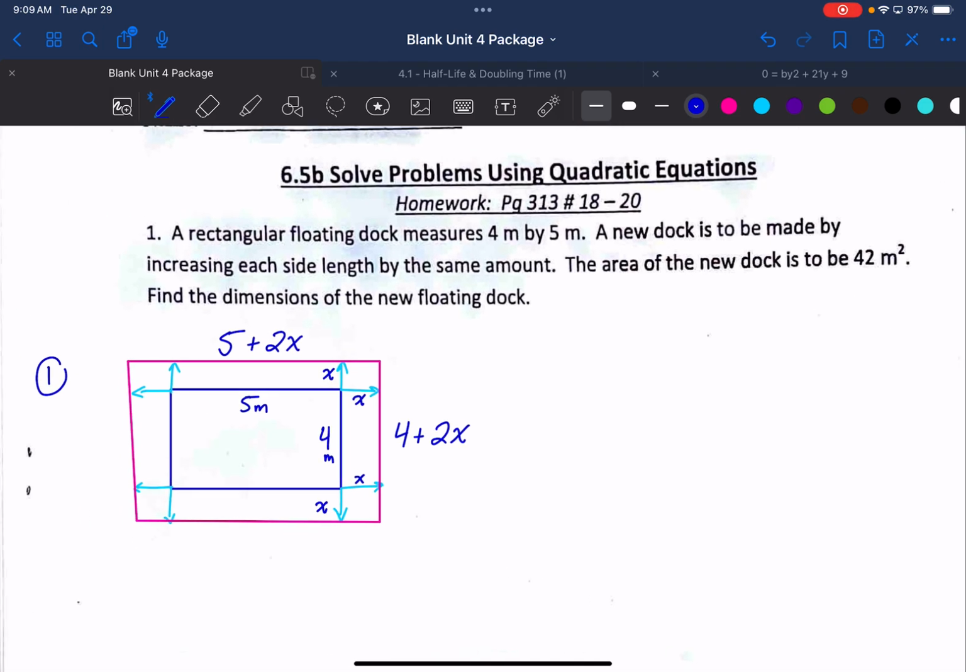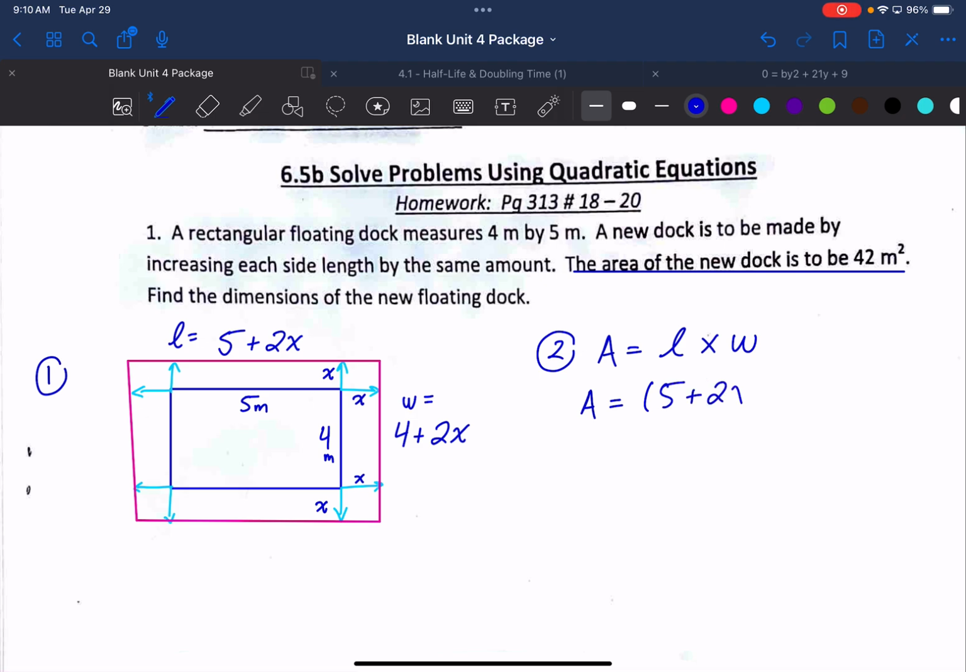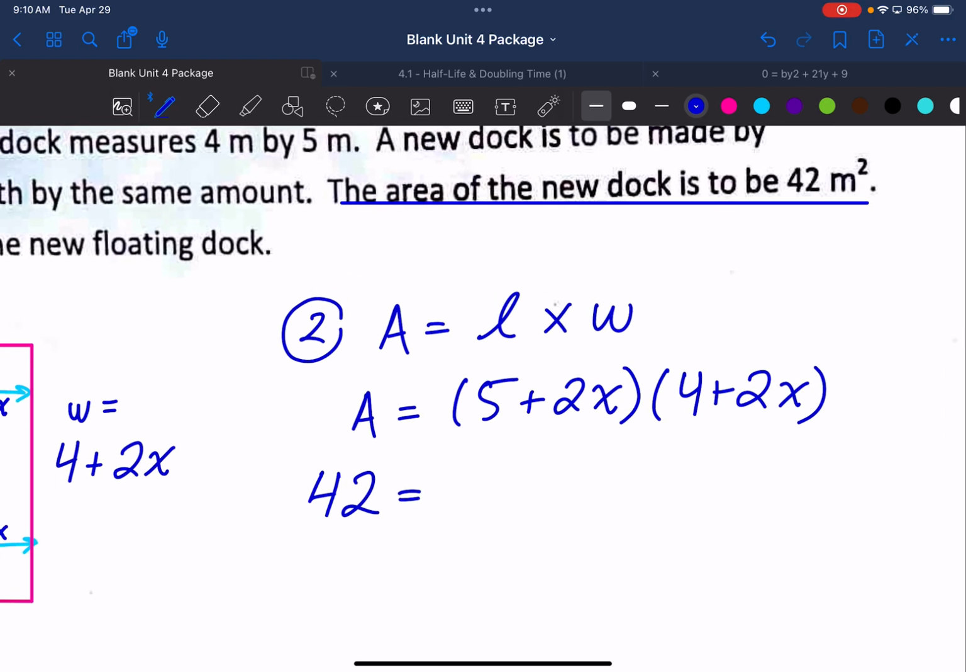It tells me that we're talking about area, right? It mentions the area of this new dock is 42 meters. So if it's hinting at area, I should probably use the area equation, which, what is even the area of a rectangle? Height times length. Yeah, length times width, same thing. So area is equal to, and I'm just gonna plug in, let's say this one's my length and this one's my width. So I'm gonna say 5 plus 2x and 4 plus 2x. And it actually also told me what the area is, so I know that A can be 42. So I'm gonna sub in 42 for A. So I'm setting my whole area equation equal to 42. And then I just gotta FOIL.